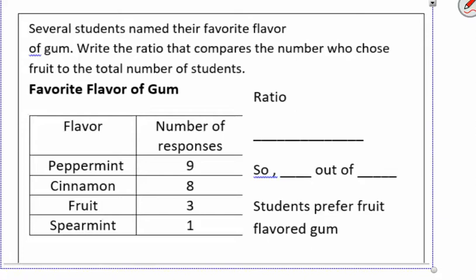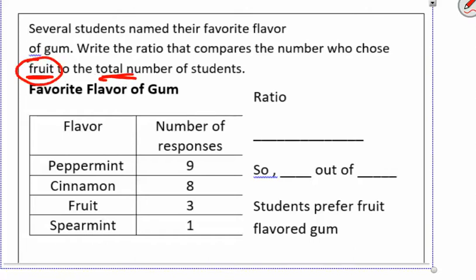All right, let's look at this one. This one's a little bit different. Several of the students named their favorite flavor of gum. Write the ratio that compares the number who choose fruit flavored gums to the total students. So I'm going to underline. So it's the fruit flavored gums to the total. So those are the first things I'm looking at.